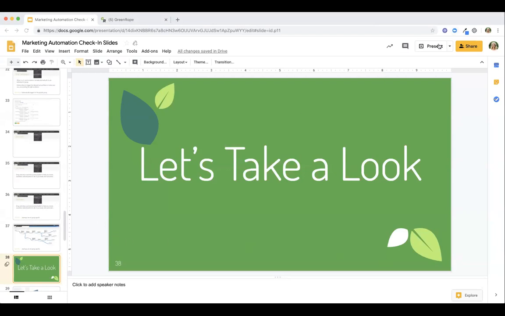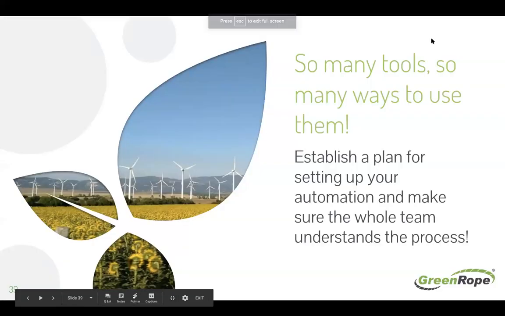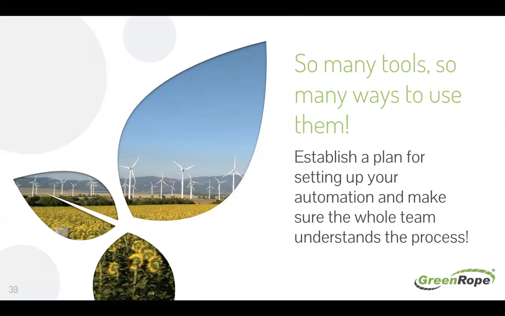So let's jump back into the system right here. There are so many tools that you can use to set up this marketing automation, but it's really important that you first establish the plan. Why are you setting up the automation, and what do you want the process to do? And it's important that your whole team understands this as well, so you're no longer working in silos, and there's open communication and engagement.